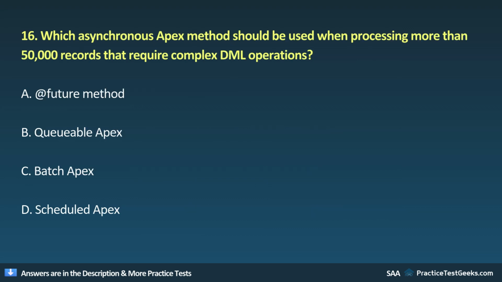16. Which asynchronous Apex method should be used when processing more than 50,000 records that require complex DML operations? A, @future method. B, Queueable Apex. C, batch. D, scheduled Apex.